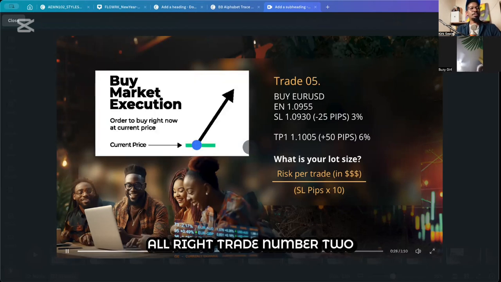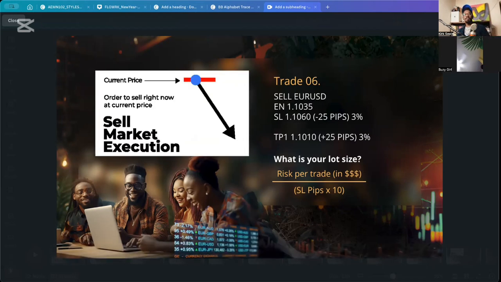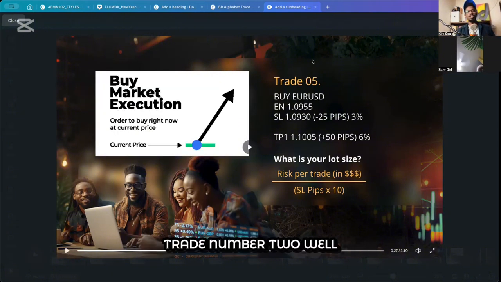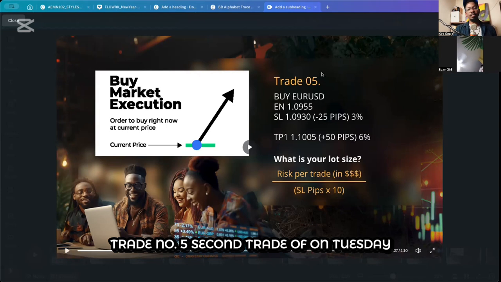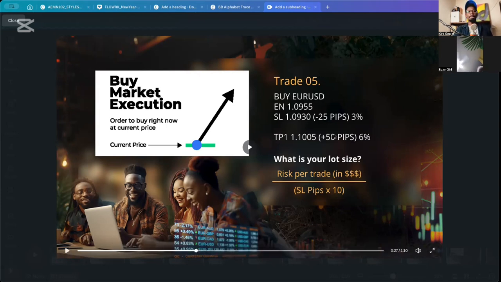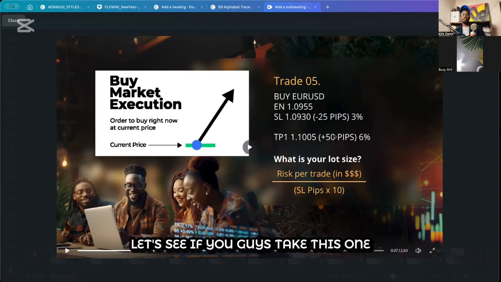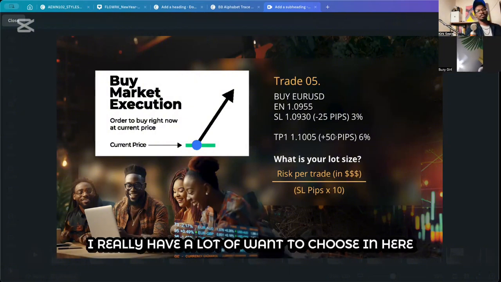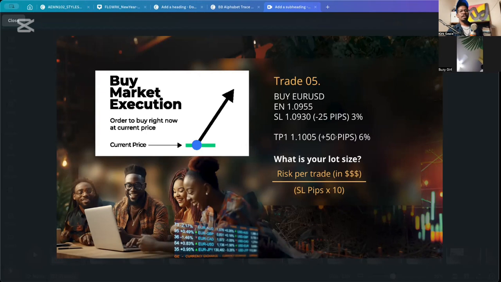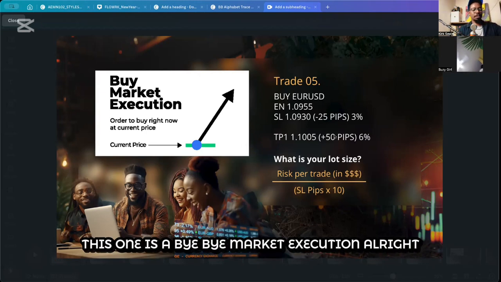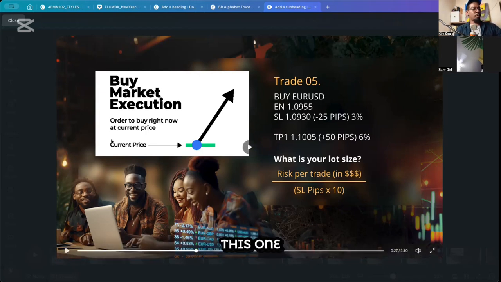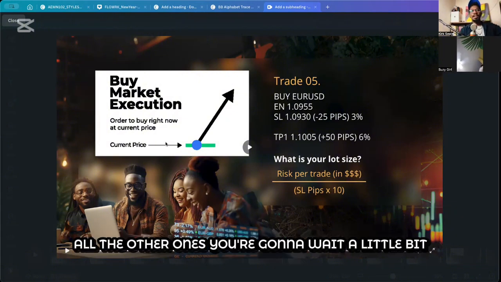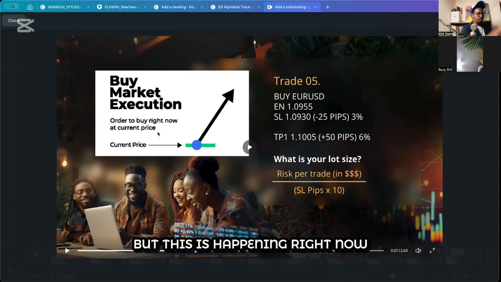All right, trade number five. Second trade on Tuesday. Let's see if you guys take this one. I really have a lot of 1 to 2s in here. This one is a buy by market execution. This means that you want to get in the trade immediately. All the other ones, you're going to wait a little bit, but this is happening right now.